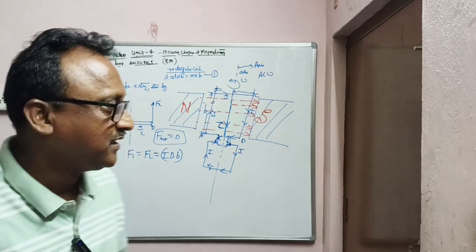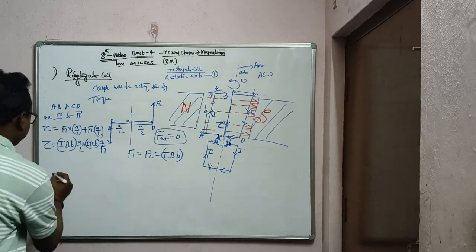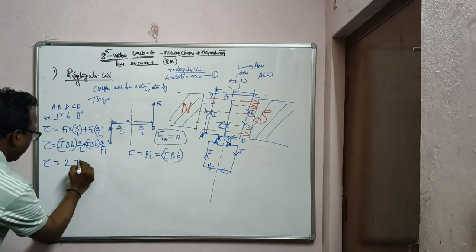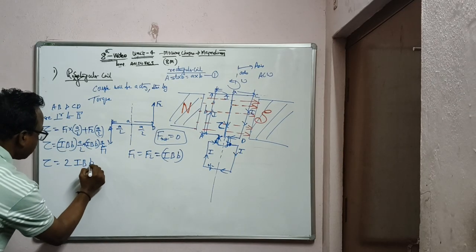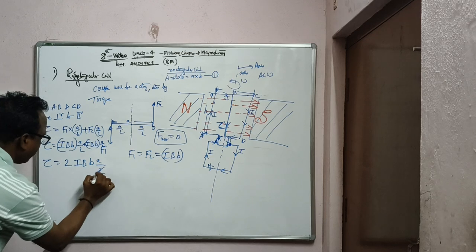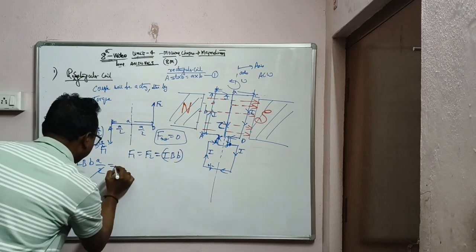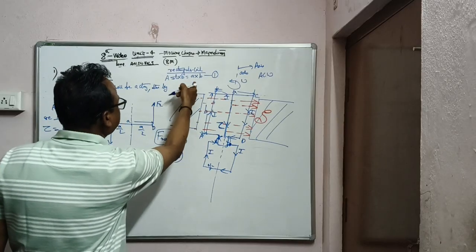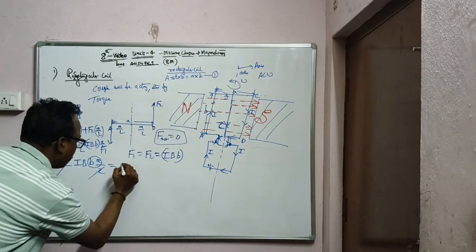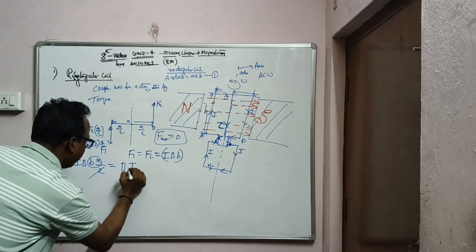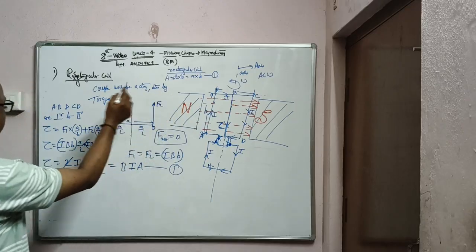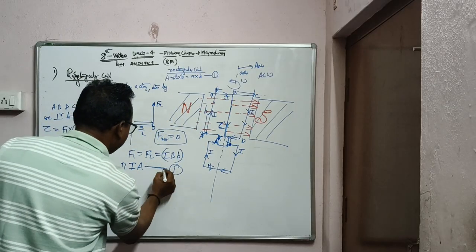But torque exists because the field is there. So the torque is given by 2 times I B small b A/2, the 2 gets cancelled. That is A into b, the length into breadth, the area of the rectangle, capital A. Therefore B I A. Equation 1 or 2? It has not come here, so this is the first one.